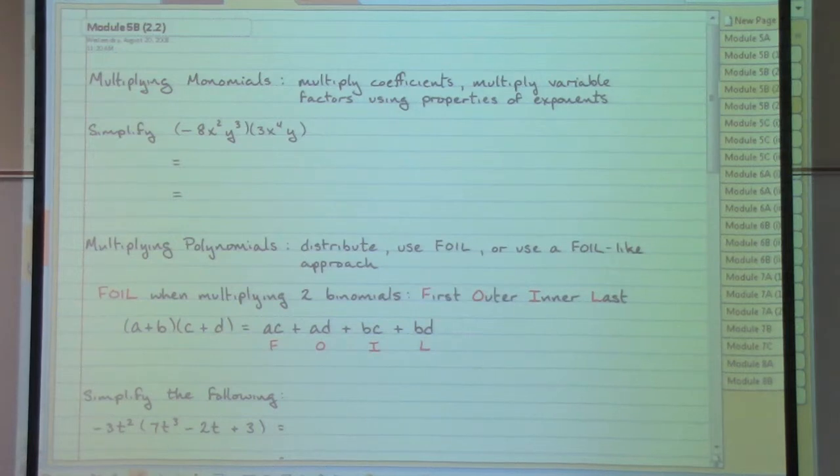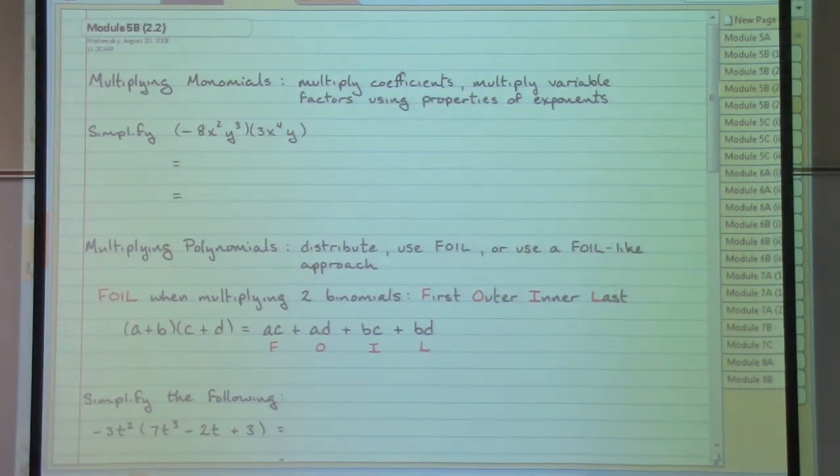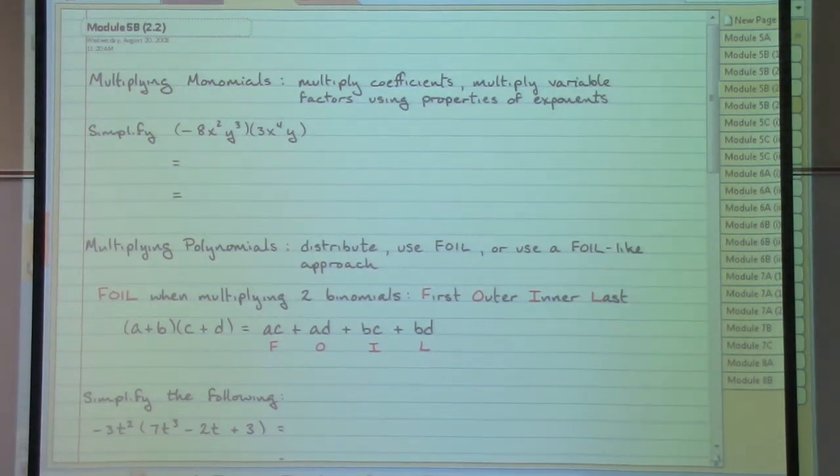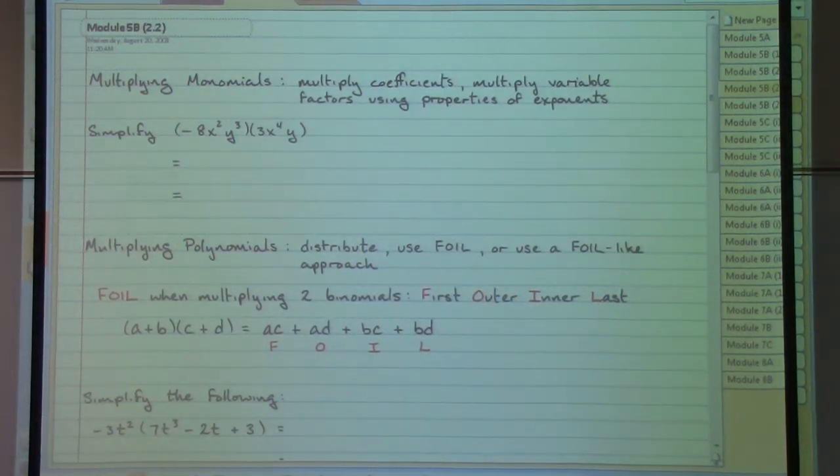Well, the example that we've got there, negative 8x squared y to the power 3 times 3x to the power 4 y. In order to multiply things together here, what we want to do is take the coefficients and multiply those together, and that'll give us a negative 24. Then we're going to want to put our x stuff together.